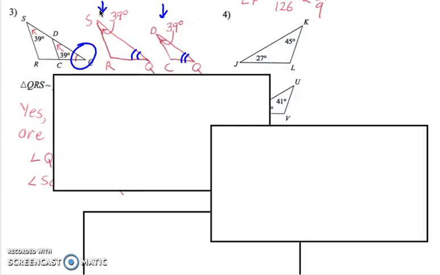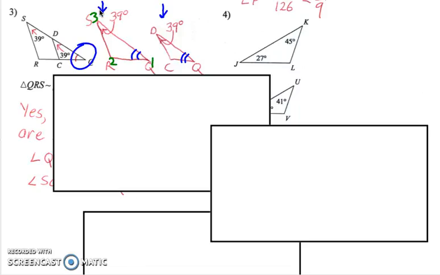So, the first triangle that I gave you was triangle QRS. Let's see. The order is Q, R, and S. So, that is going to be similar to what? And we have to fill in the blank.